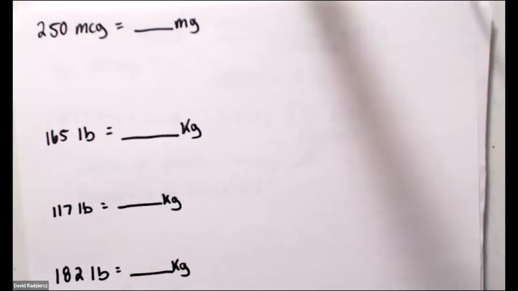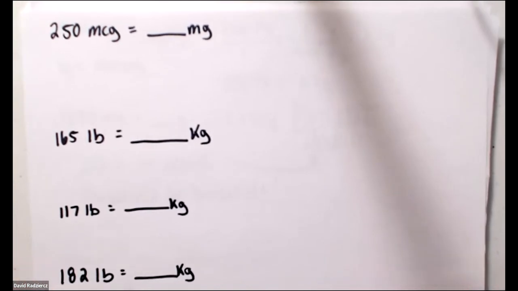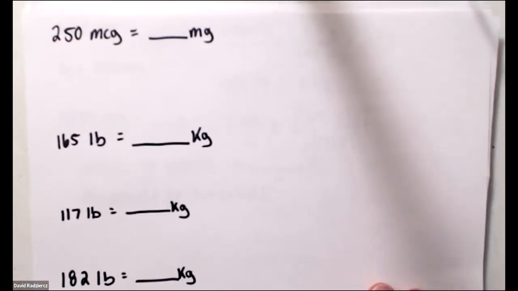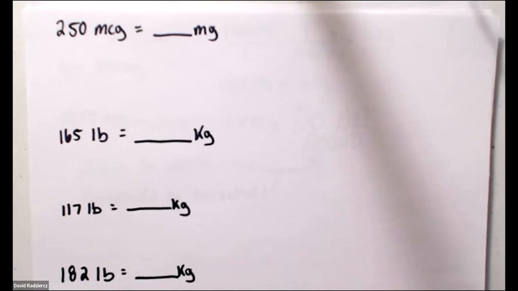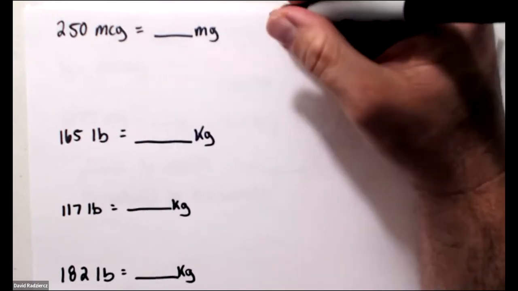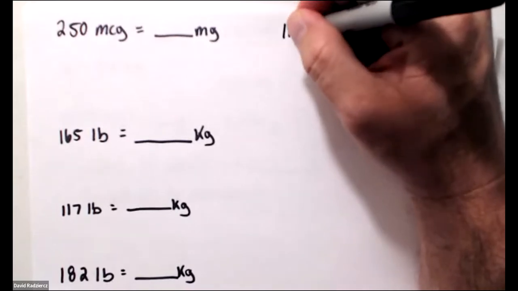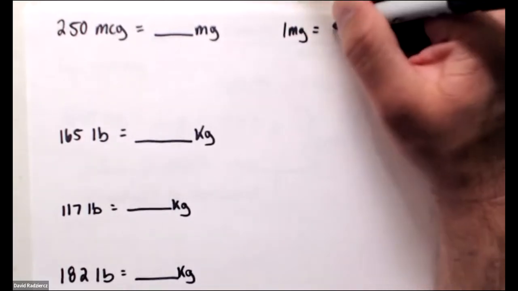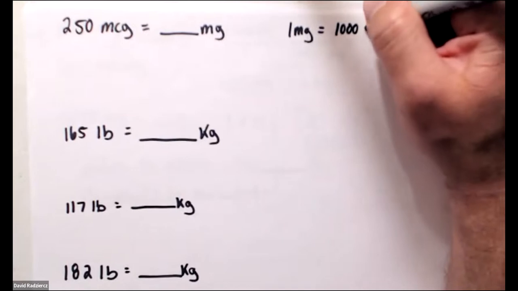Okay. So don't worry, I'll make sure that you can see all these things. Just like last time, I need to know what my conversion is for micrograms to milligrams. So that conversion is 1 milligram equals 1,000 micrograms.